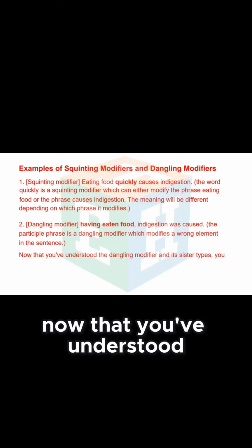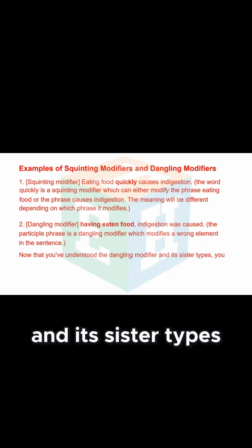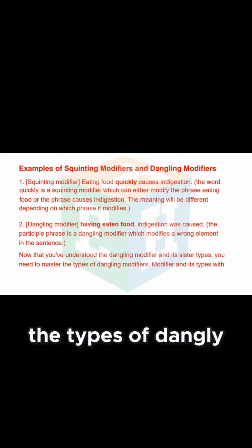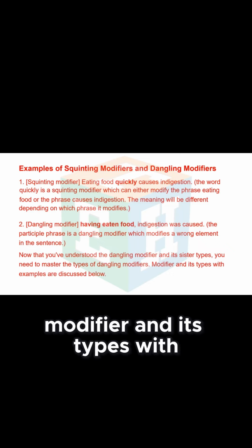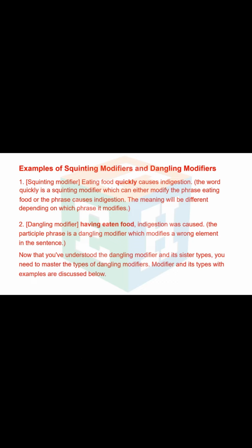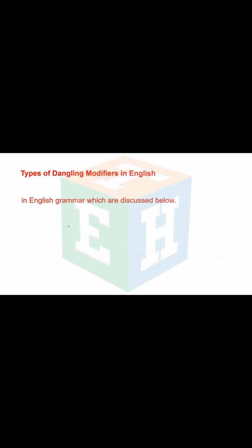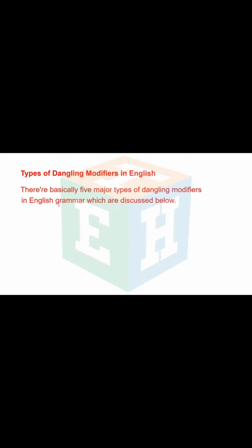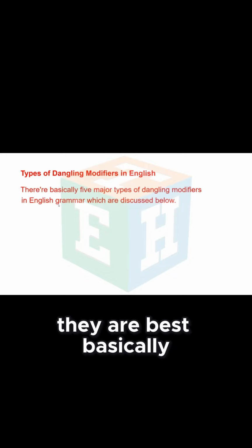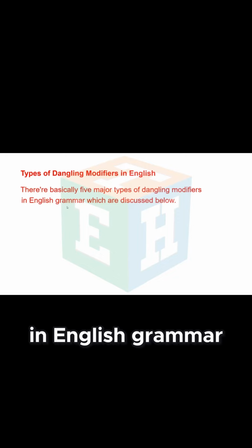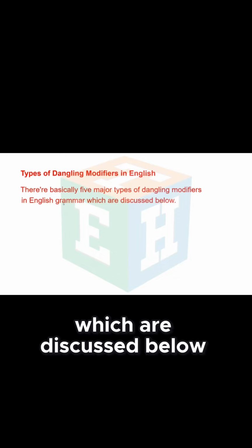Now that you've understood the dangling modifier and its sister types, you need to master the types of dangling modifiers, with examples discussed below. Types of dangling modifiers in English. There are basically 5 major types of dangling modifiers in English grammar, which are discussed below.